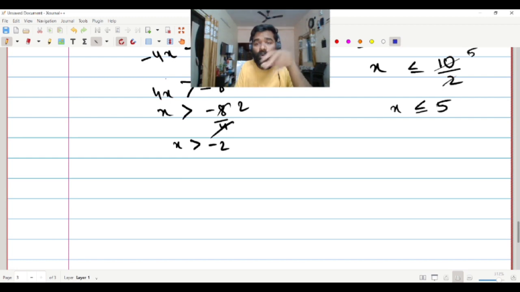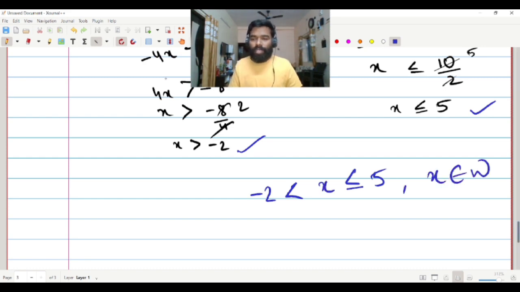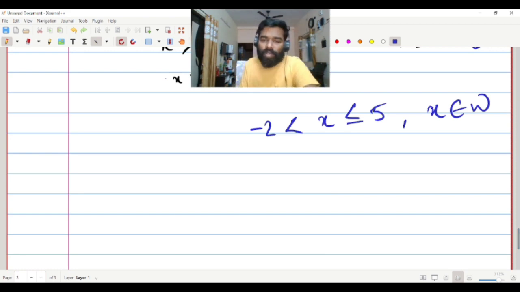Now you need to merge both the conditions. So x is in the middle. This is less than equal to 5, you can see from here, and which is greater than minus 2. This is greater than minus 2. Okay. So now we need to draw a number line for this. And here x is belonging to whole numbers. So first write the solution set. What is the solution set here?